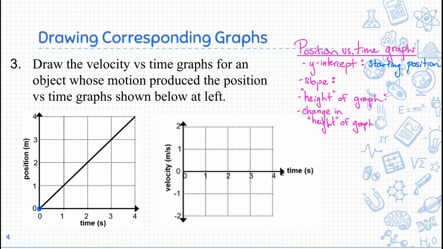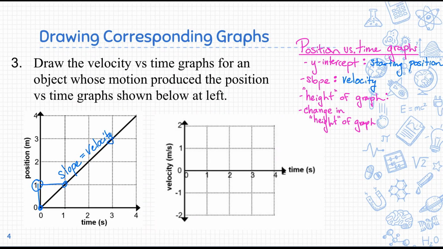And the slope of a position versus time graph, if you think about it, okay, how far did I go is how far you go up, and how much time that took is how much you go over. That is the slope. So the slope here is my velocity.